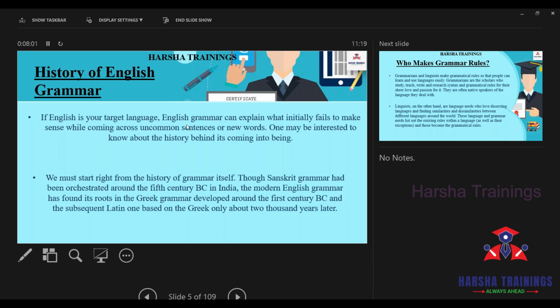And uncommon sentences. If you come across something which is not commonly said or commonly spoken about, you will be able to identify it, okay? Or new words or any sentences, okay?